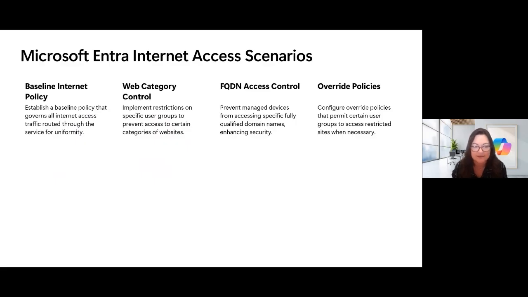So you have a baseline internet policy that applies to all users and blocks things, but then you can override that for a particular group of users. And you can even use PIM here too, where you can override that for a particular group of users only when they request that access.